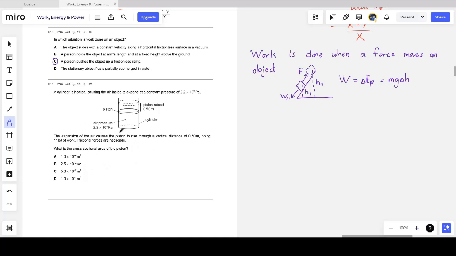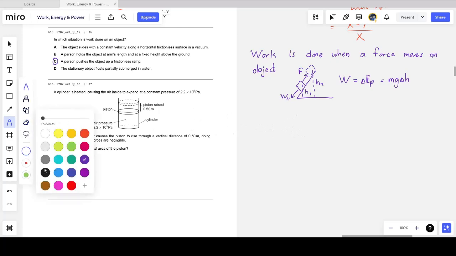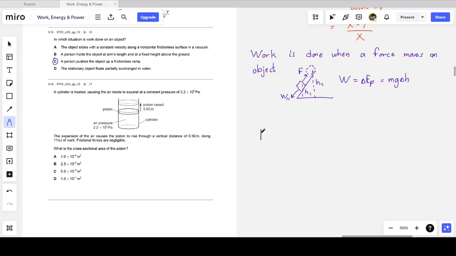Okay, so the pressure remains constant, but the piston moves, meaning the gas is expanded. And we want to know how much work is done on the piston. Or rather, to give us the work done on the piston, they want to know the cross-sectional area. So from your understanding of concepts of work and pressure, what you do know is that pressure is the force per unit area. That means the force applied on the piston is the pressure times the area.